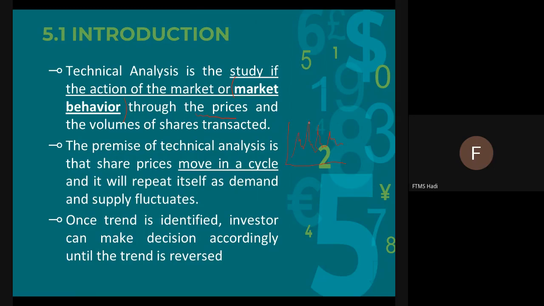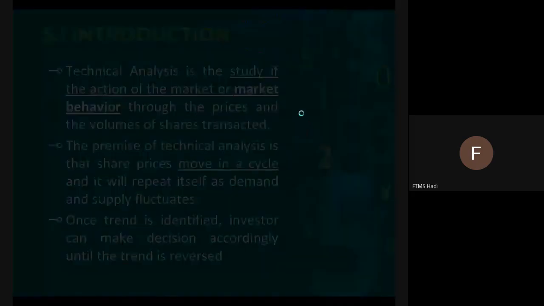Why does this happen? Because if you learn microeconomics, there is demand and supply, and the equilibrium between demand and supply. Demand can shift to the right or shift to the left, or supply can shift to the right or shift to the left. So that's why price can be going up, going down, because the equilibrium changes every time. Once a trend is identified, the investor can make decisions accordingly until the trend is reversed. Reversed means that it will go another way.